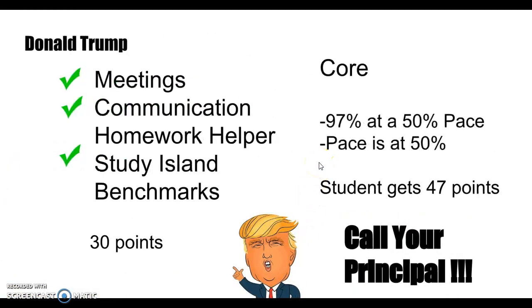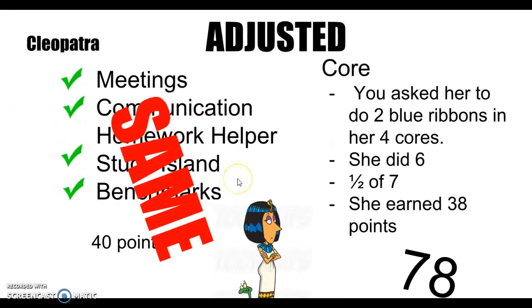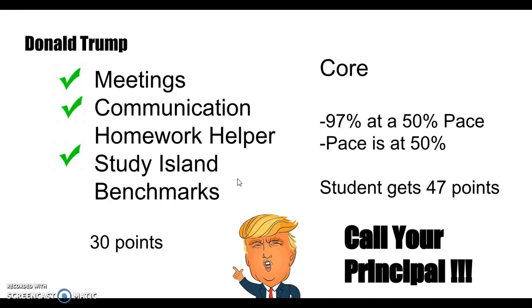Here we have Donald Trump. Donald Trump, see over here, he's at 97% at 50% pace. And Donald's a trouble child because he's missed homework helper and he hasn't done his benchmarks. If they haven't done the benchmarks, you need to call your principal. This is a big one. It's going to count off against you in your bonus. It's going to count off against you in your grade level. A teacher, B teacher. This is one where you need to have something in place.